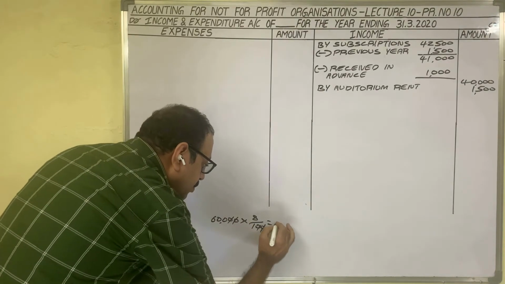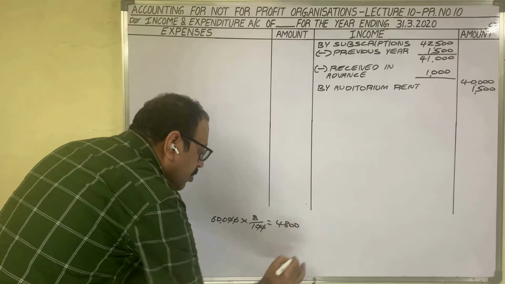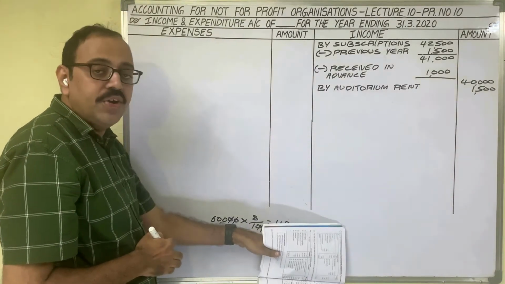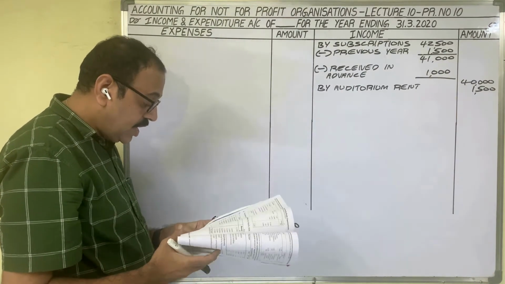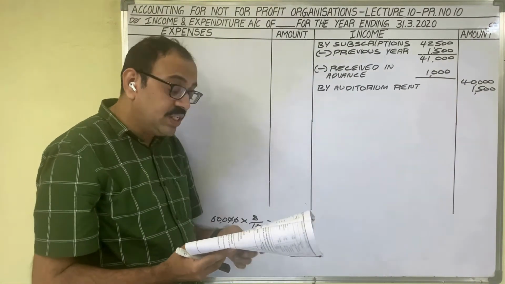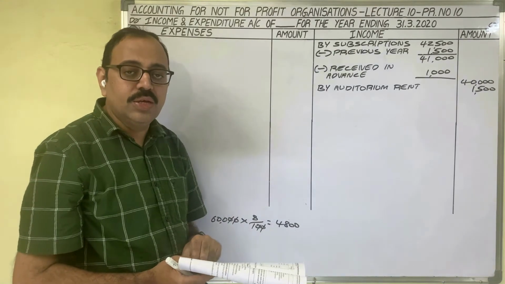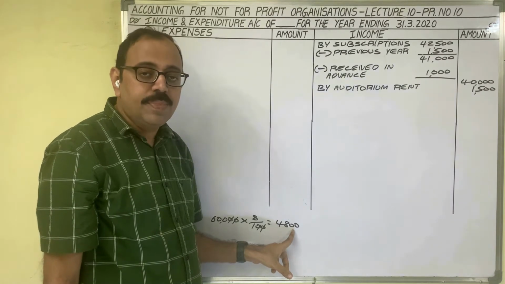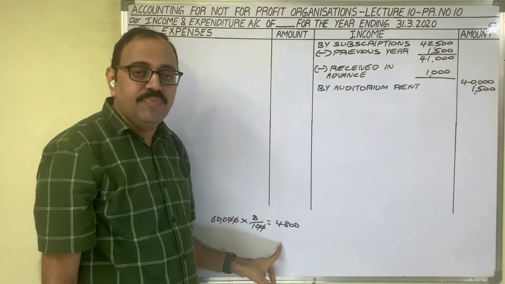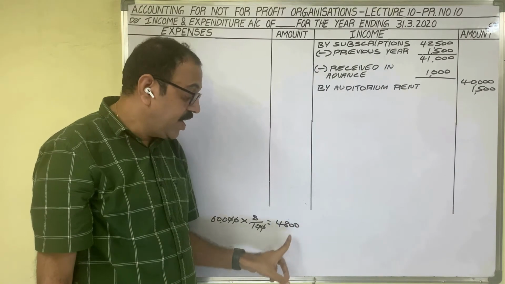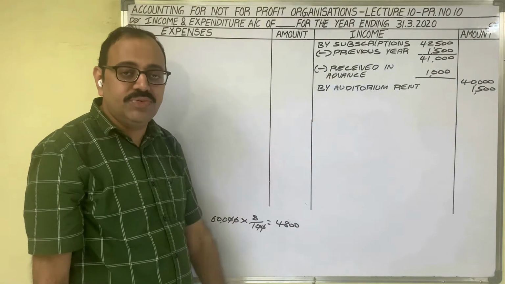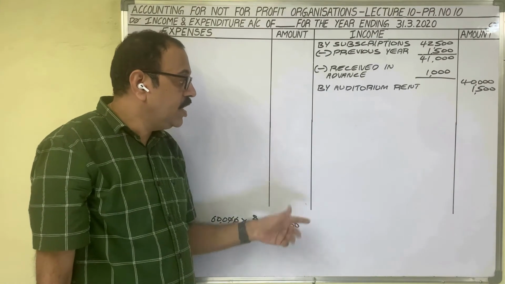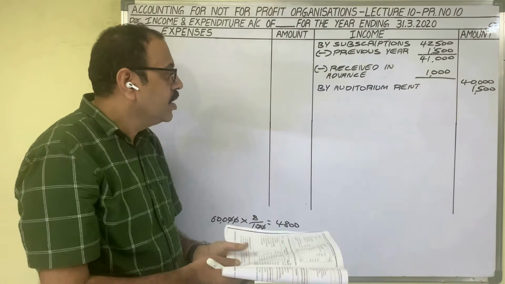600 into 8, 4,800 rupees. So total interest on investment should be 4,800 rupees. But see, on the receipt side, interest on investment amount is given as 4,000 rupees only. So we should understand that 4,800 should come, but only 4,000 rupees came. Means 800 is income to be received, interest to be received. Okay.